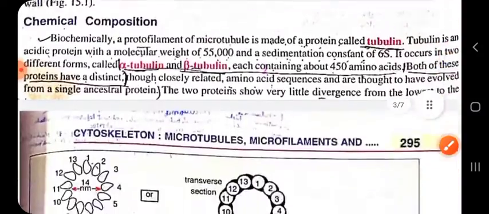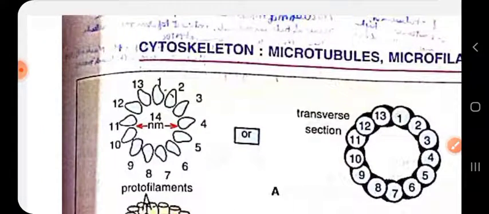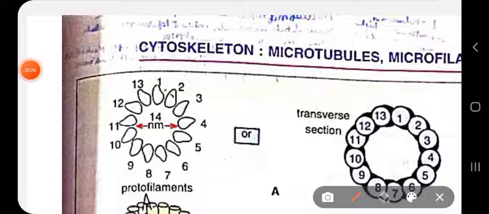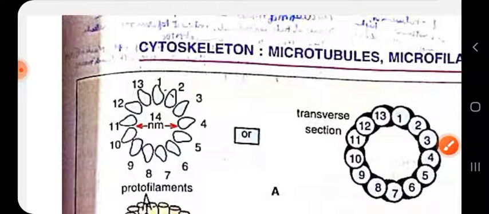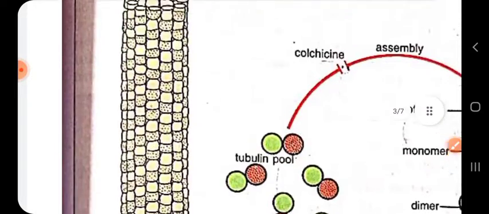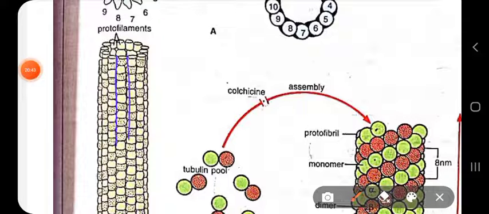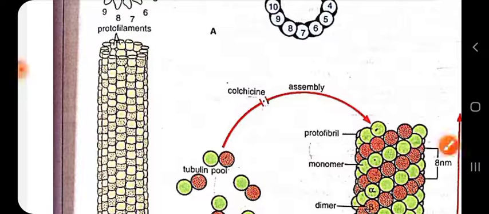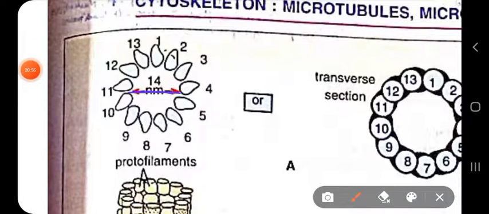So let us see the diagram, then you will be able to observe, as I have mentioned, that 13 protofilaments, you can see here from 1 to 13, make one microtubule. This is the cross section structure of a microtubule from upside down. This is the longitudinal view. If you see the longitudinal view, different protofilaments make one microtubule. Okay, and the diameter of the lumen, the empty space, is about 14 nanometer.